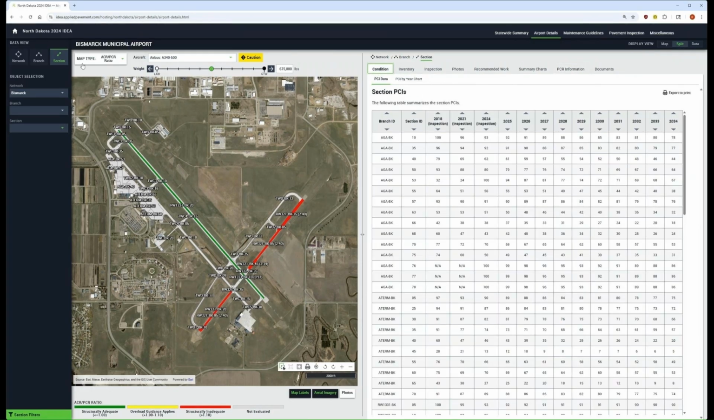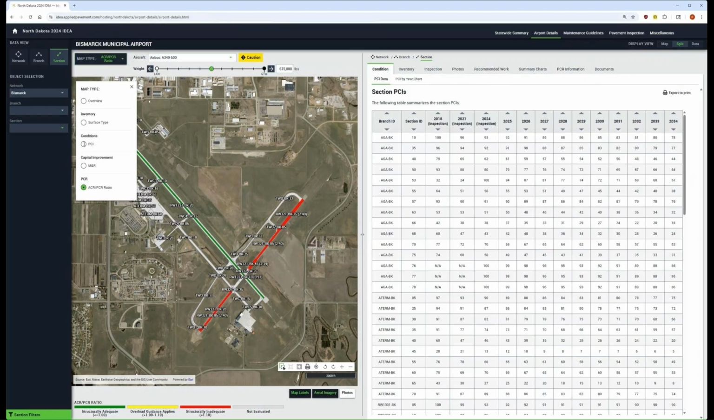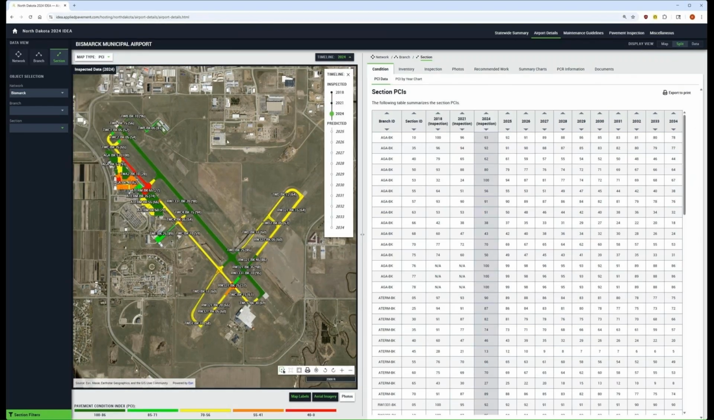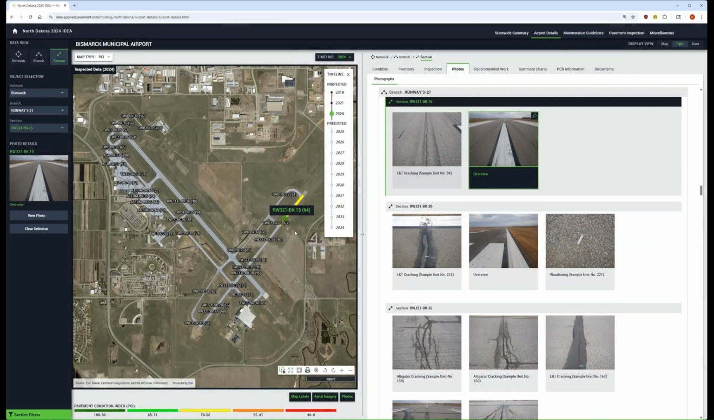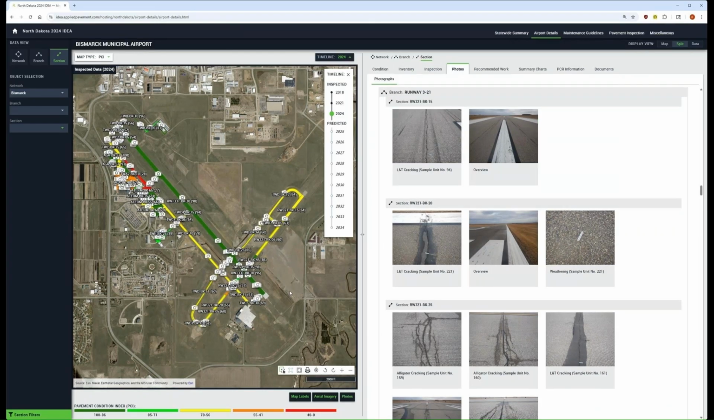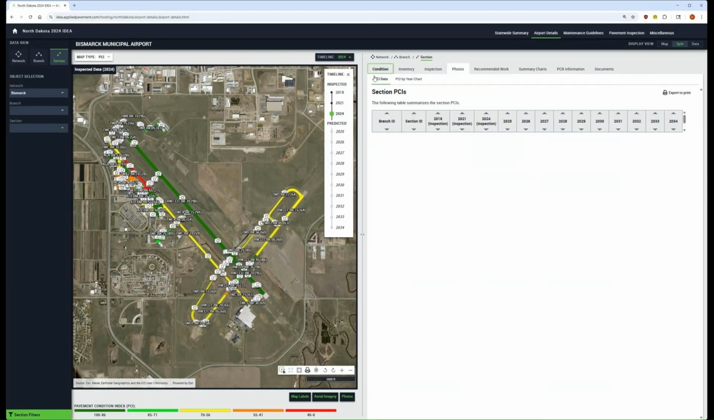Going back to condition and changing my map type back to PCI, you can see the airport conditions here. One more item I would mention, down in the lower right-hand corner of the map, there are photographs. All of the photographs taken during the pavement inspection are geo-referenced and located along the airport on the pavements that they pertain to. Simply clicking on an individual photo will allow you to link to that on the right, bring it up, view it. Clicking back out in the middle of the map undoes your selection.